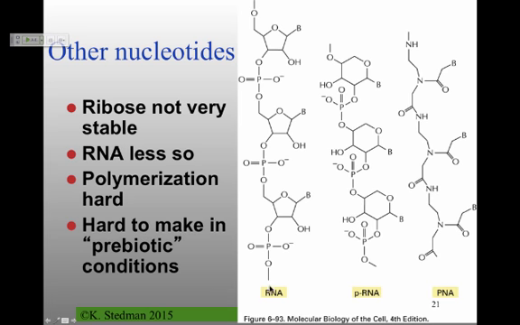It turns out that not just ribose is not terribly stable. RNA, we already talked about being not terribly stable because of that 2' OH, but not just because of the 2' OH.